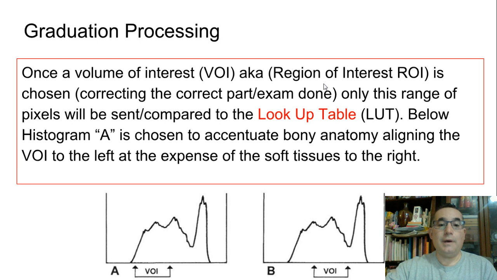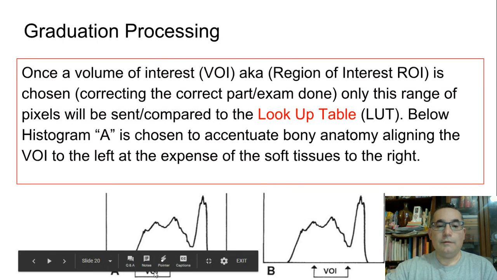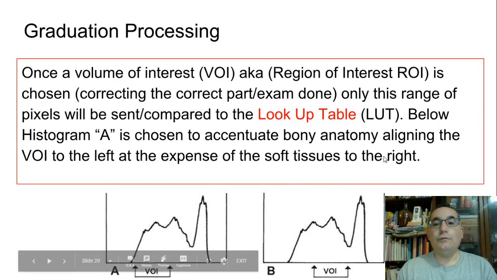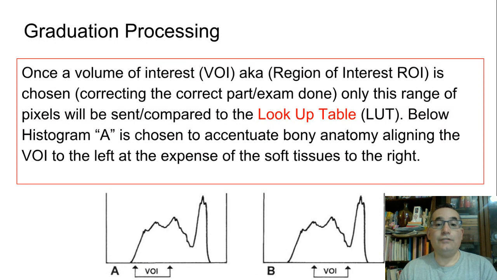You see here at the bottom, volume of interest there, volume of interest over here. That's moved to better highlight the type of exam that we're doing. So, for example, below, if you look at histogram A, the volume of interest was moved towards the left to represent the volume that is bony tissue versus soft tissue on the right. That will help eventually during our rescaling process.